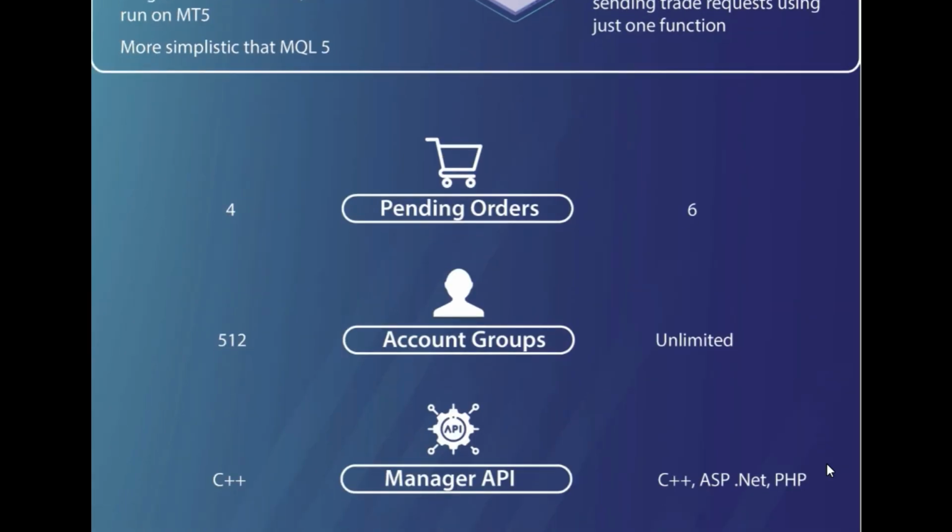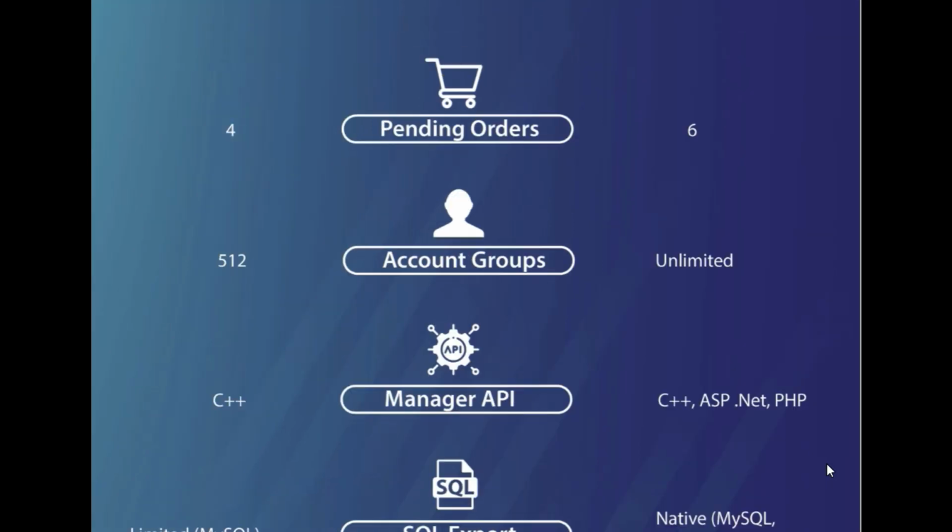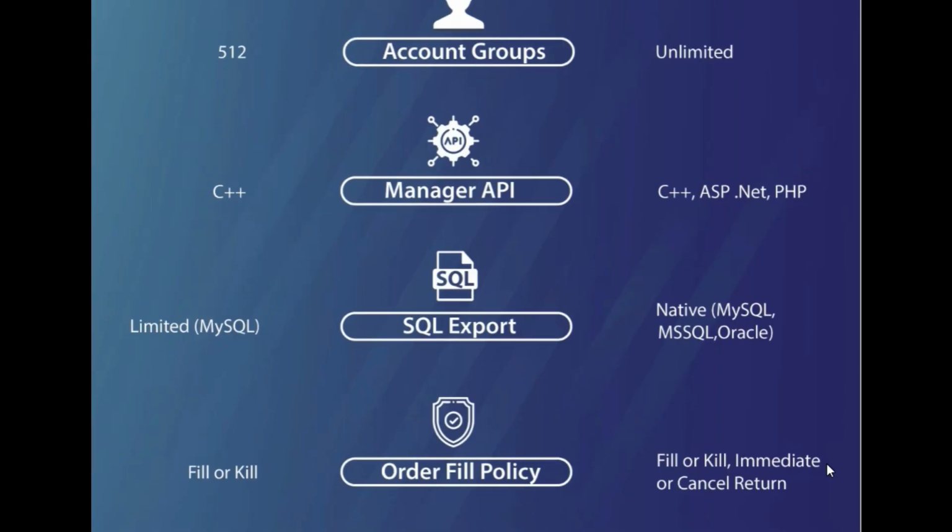Now let me compare the pending orders. MT4 has 4 pending order types and MT5 has 6. Account groups: we can create 512 account groups in MT4 and unlimited in MT5. C++ is the base programming language that we can compare with MQL4. On the other side, MT5 uses C++, ASP.NET, and PHP. Then we can talk about SQL export. MetaTrader 4 has limited MySQL, and MT5 has native MySQL and Oracle.